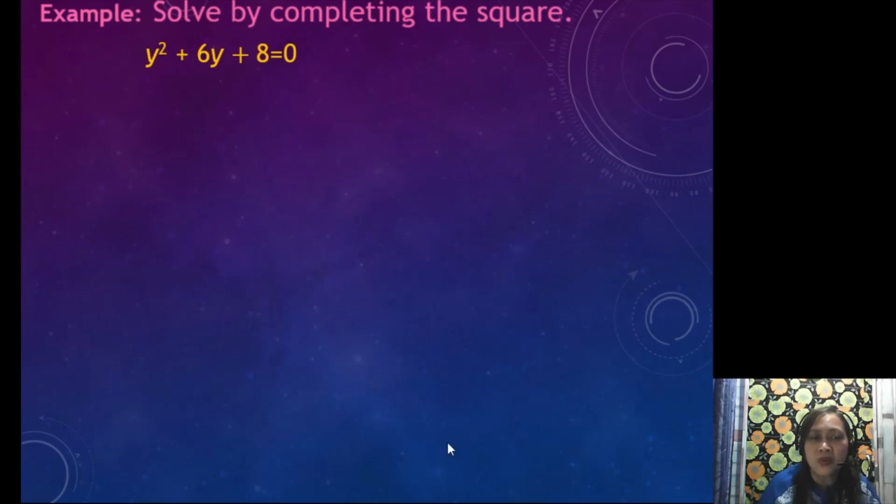So what we're going to do, we will write the equation such that the terms with variables are on the left side of the equation, and the constant term, which is the 8, is on the right side of the equation.